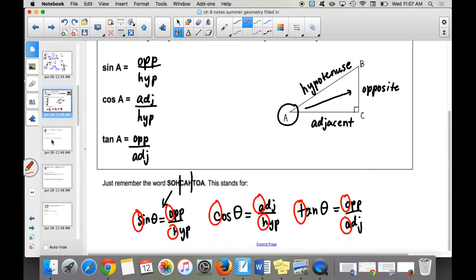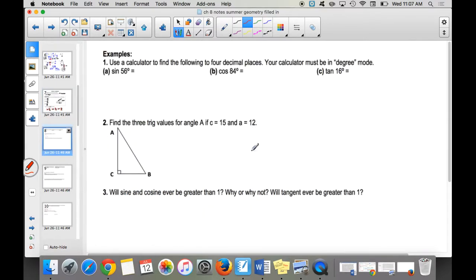All right, it says use a calculator to find the following to 4 decimal places. You've probably seen on your calculator something that looks like sin, cos, tan. We're going to do sine of 56, cosine of 84, and tangent of 16 degrees. Now, our calculators are very fancy, and they have multiple modes. There's something you learn in pre-calculus called Radian Mode. We're not going to use Radian Mode. We're going to use degree mode, because all of these are degrees, right?